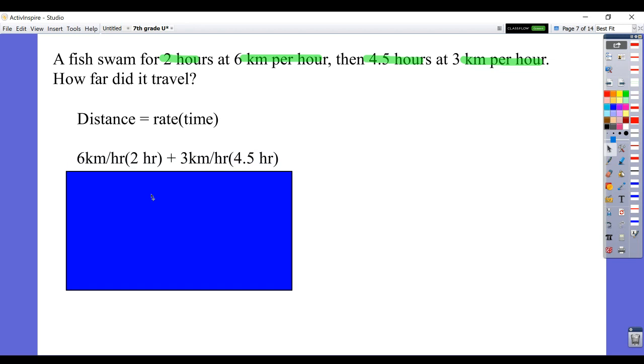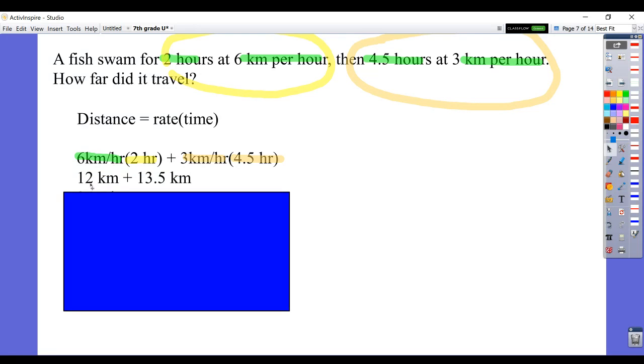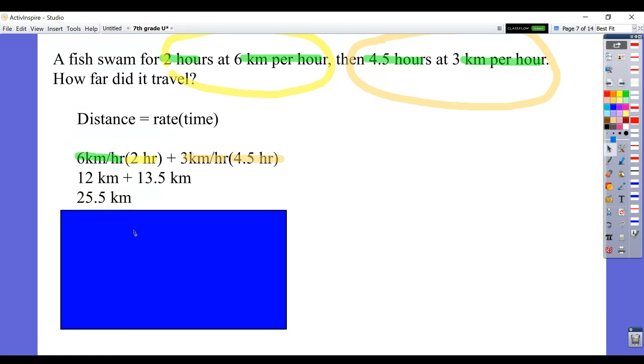So in the first part of its trip, it went at a rate of 6 kilometers per hour times a time of 2 hours. So that's representing this portion of the trip. And then for the second portion of the trip, it went at 3 kilometers per hour for 4.5 hours. That's this portion of its journey. So we would multiply, and then our last step would be to add. So 6 times 2 is 12. 3 times 4.5 is 13.5. Altogether, then it travels 25.5 kilometers.